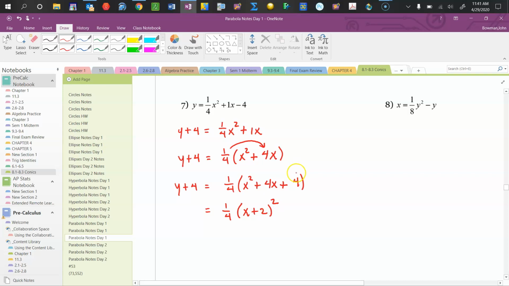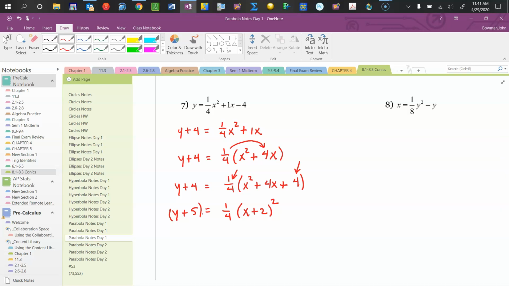Now, we added this 4 to the right-hand side of the equation, so we have to adjust on the left-hand side, but we were also going to multiply that by 1/4. So 1/4 times the 4 is equal to 1, so we're just going to add 1 to the left-hand side, so we'll end up with y plus 5. Now, we're almost in the standard form here, except the 4p is not what gets multiplied by the term that's squared. The 4p gets multiplied by the term that's not squared.